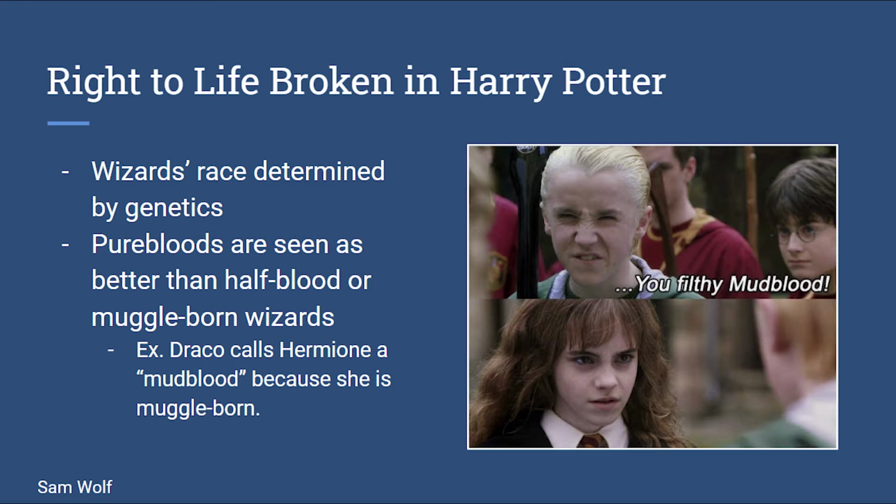Lucius Malfoy and his son also are prejudiced against races other than purebloods. For example, Draco Malfoy, Harry Potter's enemy, calls Hermione a very hurtful name, a mudblood, to say that she is beneath him because she has Muggle parents, or parents that aren't wizards.